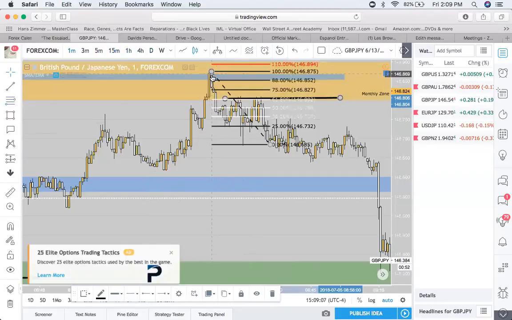All right. So even if you didn't get in here for the sell, that's okay. You would always want to wait for the retest, which is the retest right here. It gave you 61.8 below the monthly zone. It gave you a little double top, did it not?